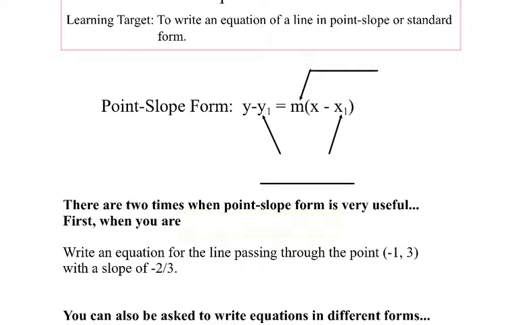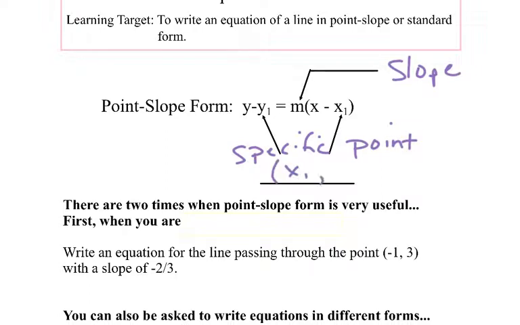Our equation is y minus y sub 1 equals m times x minus x sub 1. And your m value here, remember, is your slope. And the y sub 1 and x sub 1 come from a specific point that you are given. So for example, let me rewrite that here. You'll be given an x1 and a y1 coordinate.